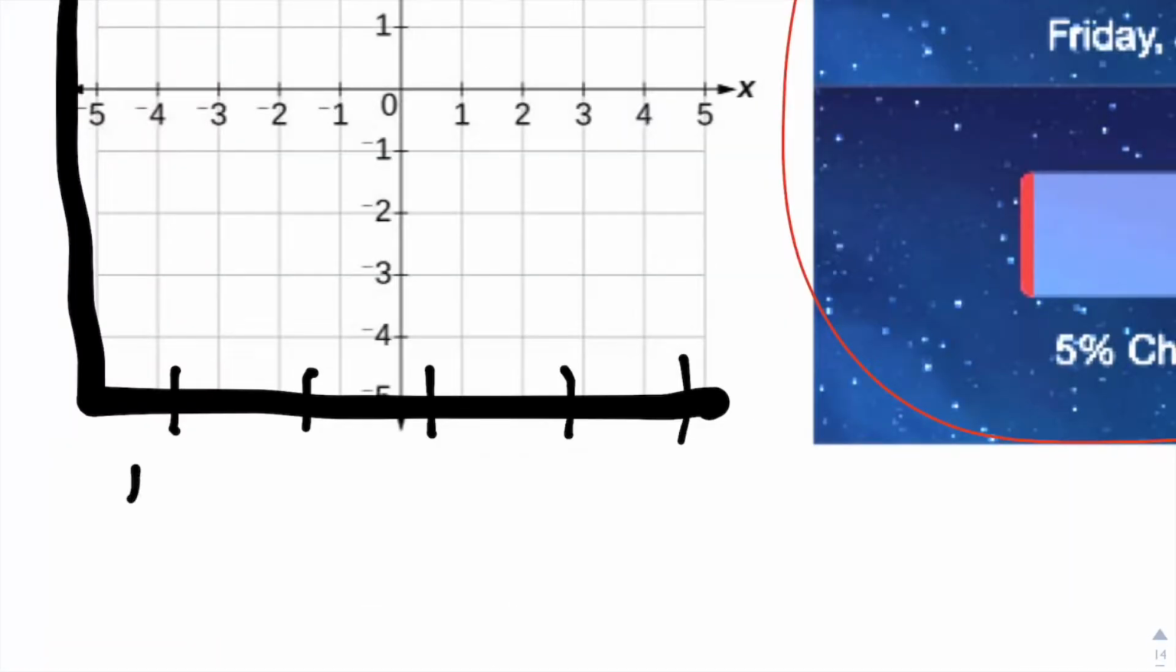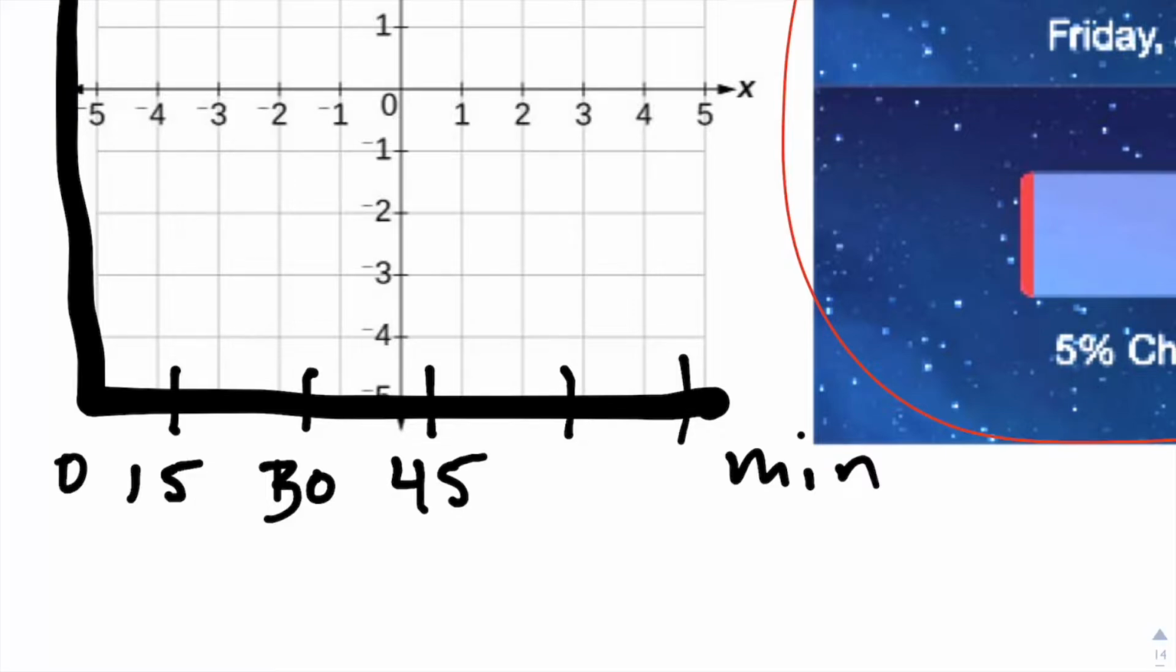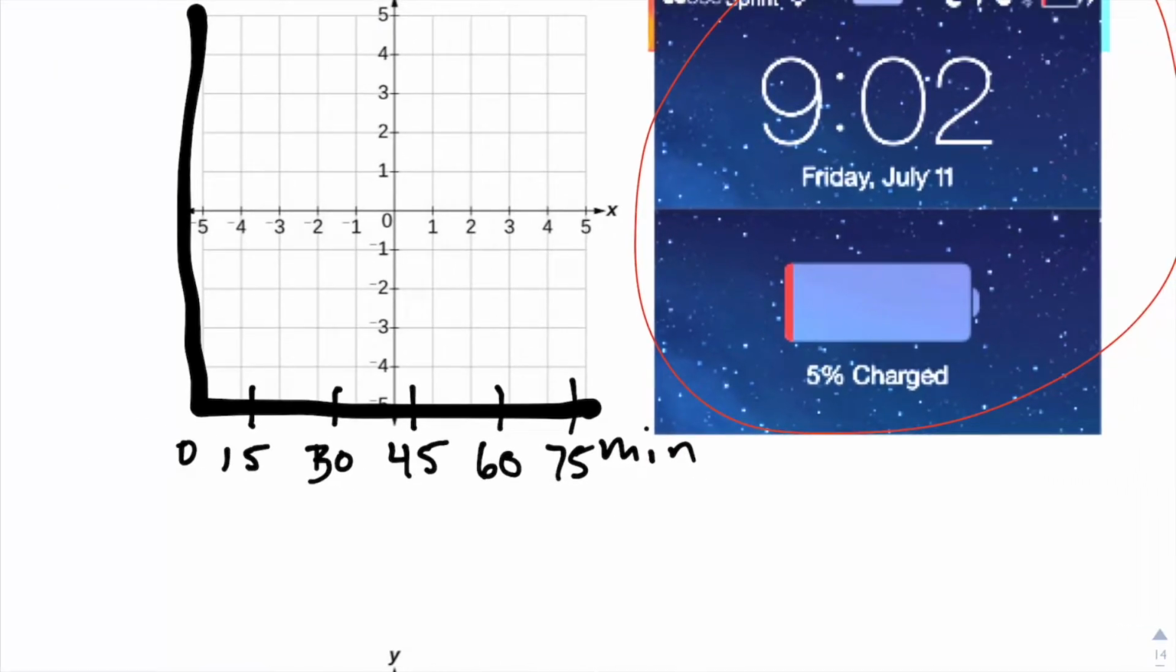Let's say this first dash is after 15 minutes, and this is going to be in minutes. And let's say the second dash is after 30 minutes. This third dash is after 45 minutes. Obviously, it's 0 minutes here. And then we're after an hour, and then we're at an hour and 15 minutes. And then the independent variable is the time, minutes.